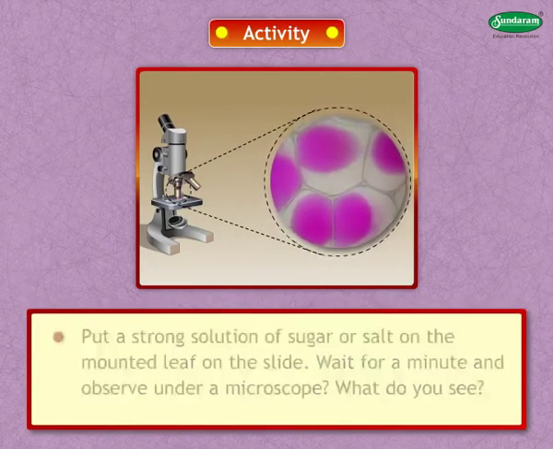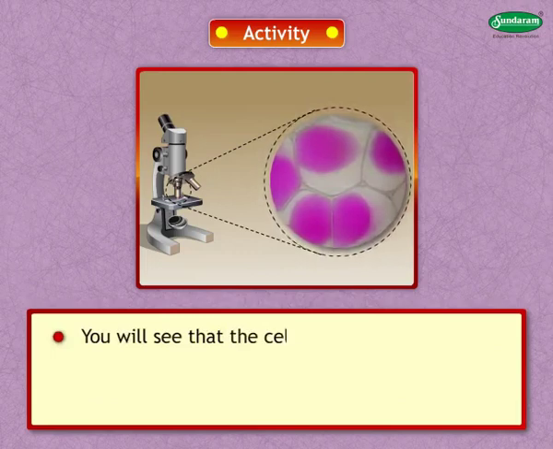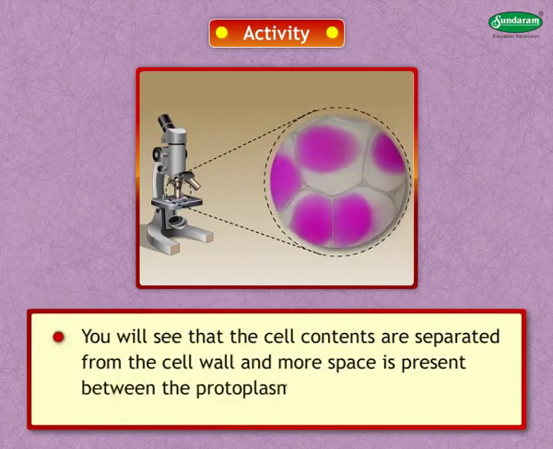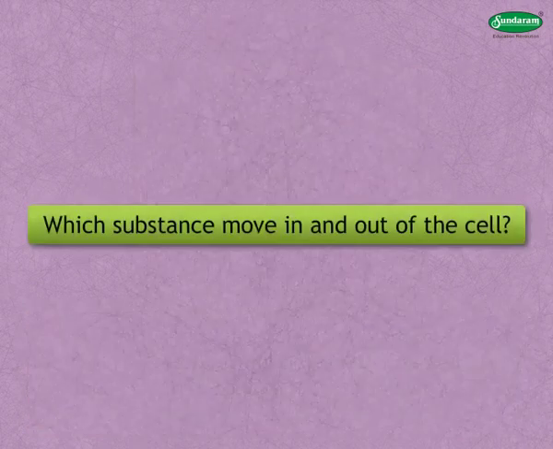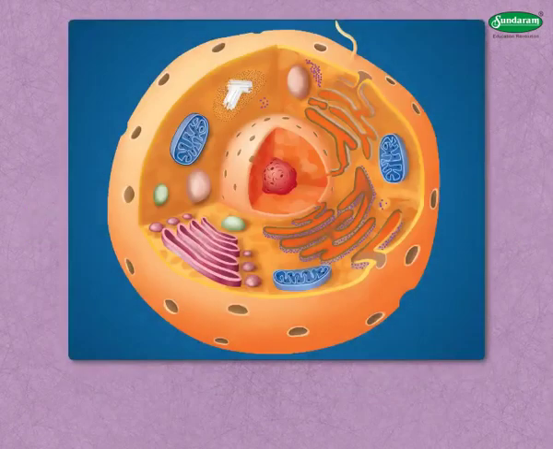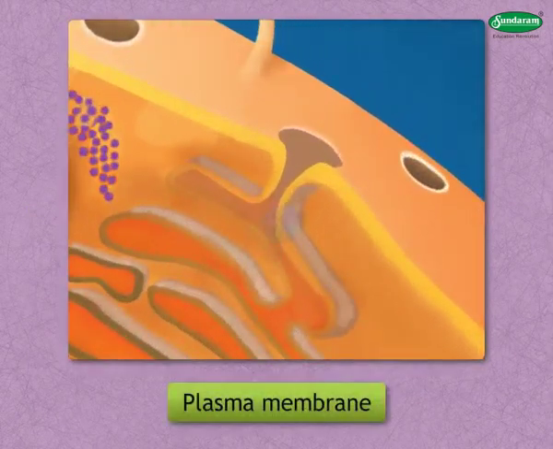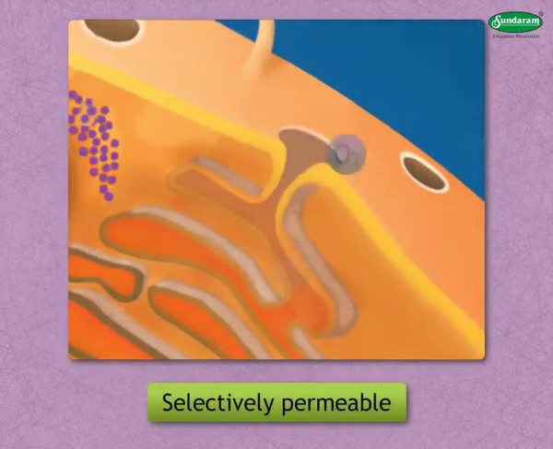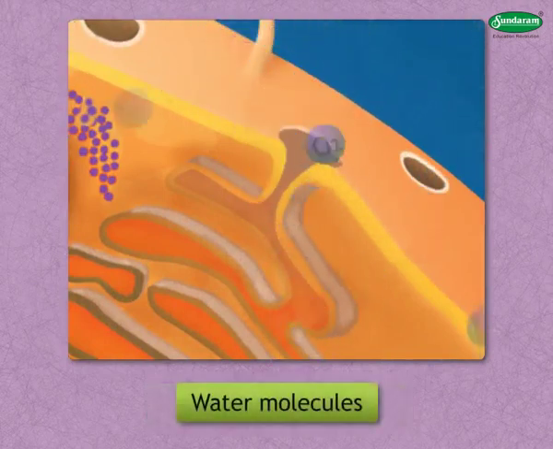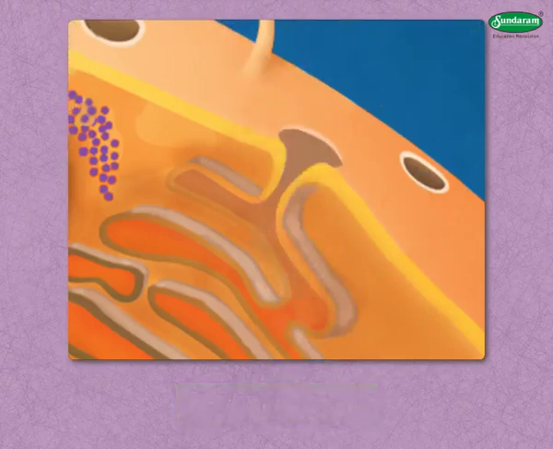What do you see? You will see that the cell contents are separated from the cell wall and more space is present between the protoplasm and the cell wall. Which substance moves in and out of the cell? Students, let us understand how it happens. Plasma membrane, being selectively permeable, allows the entry and exit of water molecules. At the same time, it restricts the entry and exit of certain solutes.